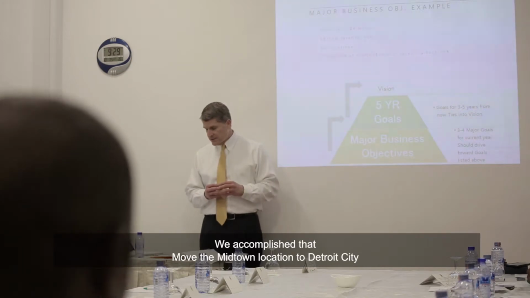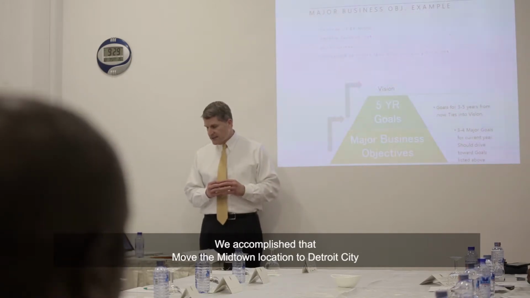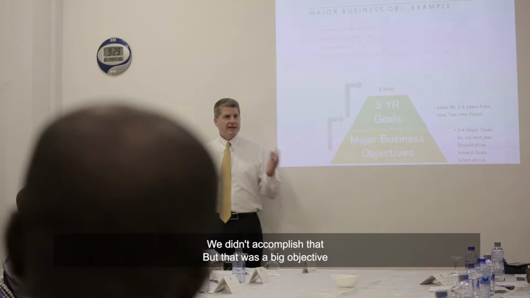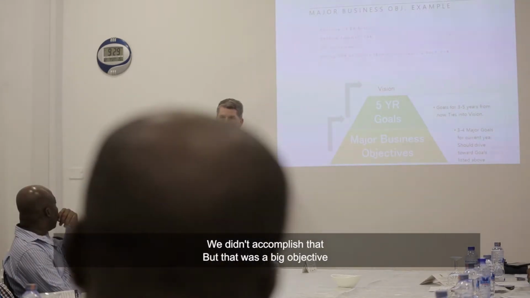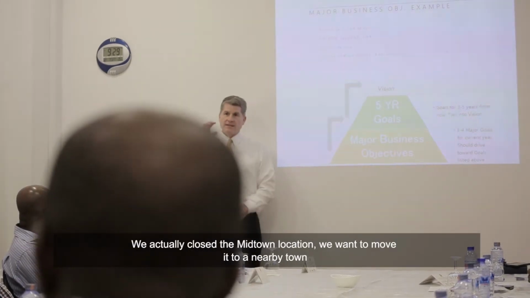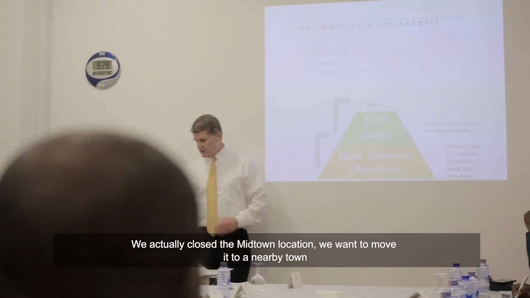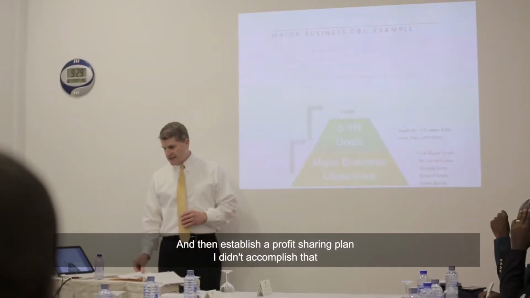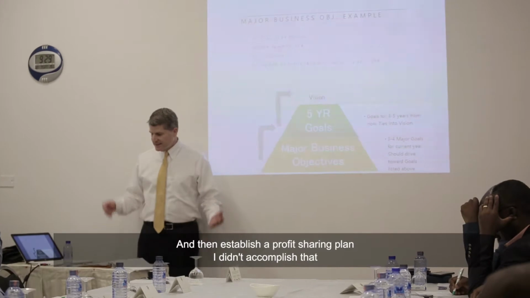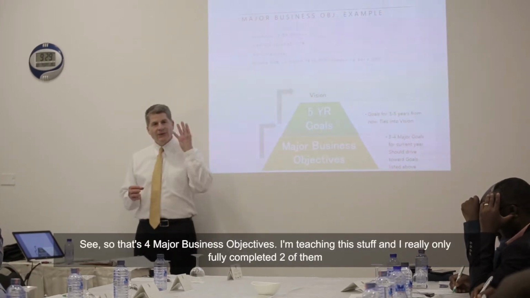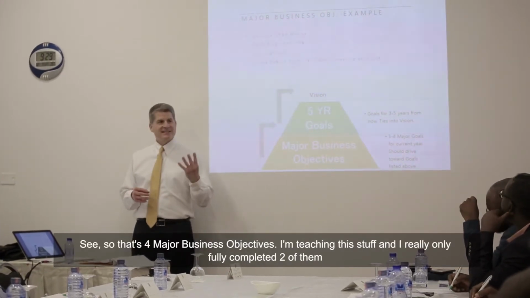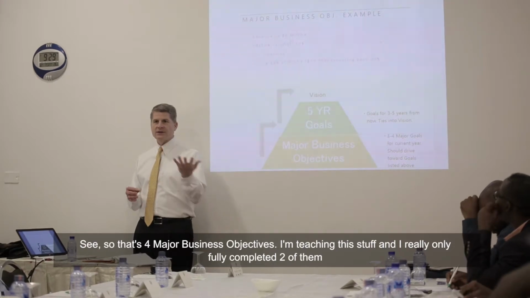Yep, we accomplished that. Moved the Midtown location to the Tri-Cities. We didn't accomplish that, but that was a big objective. We actually closed the Midtown location. We want to move it to a nearby town, and then establish a profit sharing plan. I didn't accomplish that. See, so that's 4 major business objectives. I'm teaching this stuff, and I really only fully completed 2 of them.